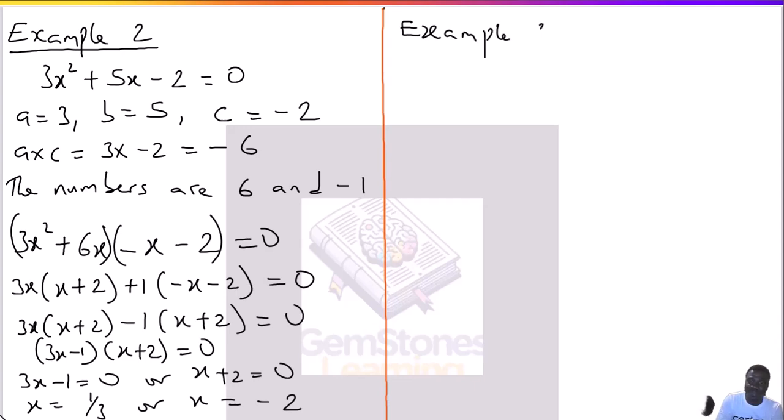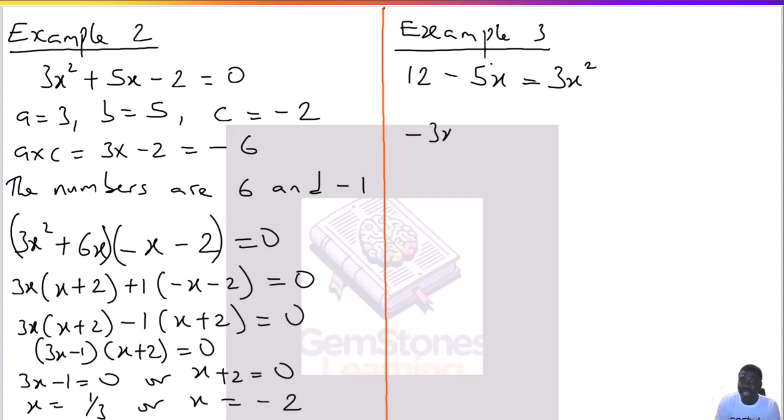Example 3. We have something like this. 12 minus 5x equals to 3x squared. This is not taking the form of a quadratic equation. So what do we do? We move 3x squared back to the left. So when we move it, it becomes what? Negative 3x squared minus, or positive 12 minus 5x is equals to 0 because there's nothing there anymore. But we have to rearrange it back. So negative 3x squared minus 5x plus 12 is equals to 0.